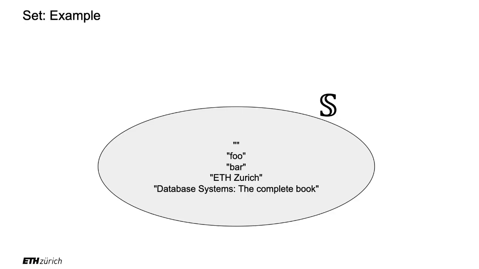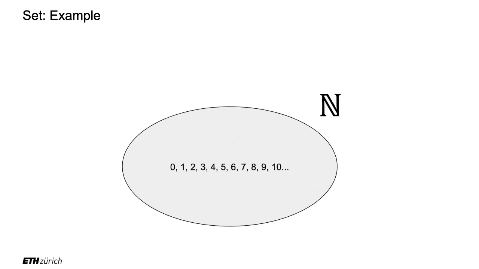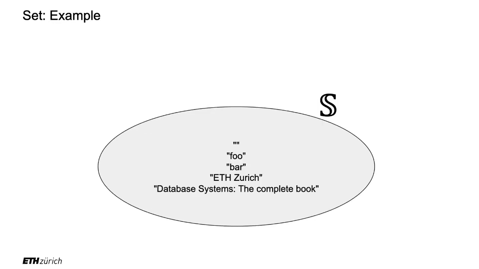Now we have a string, the set of strings. I call it S. It's not a standard notation. The previous one is standard, everybody would know what that is. Here, I'm just calling it S for the purpose of the course because I'm going to use these strings. So these are examples of strings, right? We put them in double quotes like this. The first one is the empty string. There's nothing between the quotes. And then you have foo, bar, ETH Zurich, database systems, the complete book. These are examples of strings.